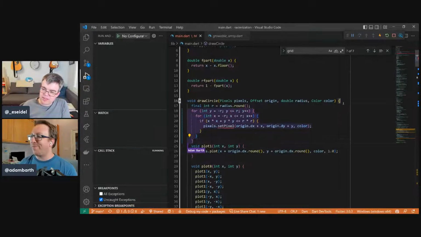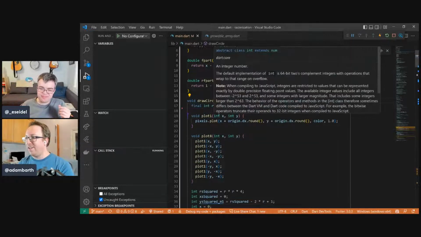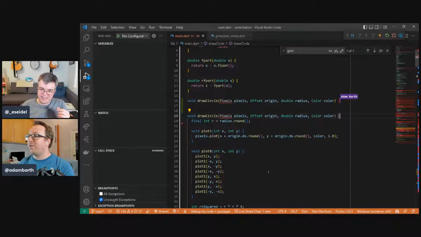So if you just type the comment, draw outline of the circle, will it...? I mean, do you want me to try it? Yeah. Okay. Draw a circle outline.